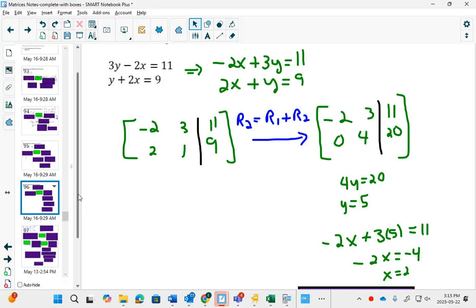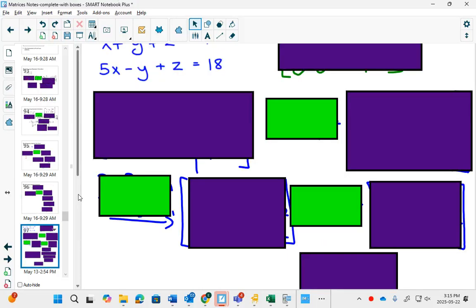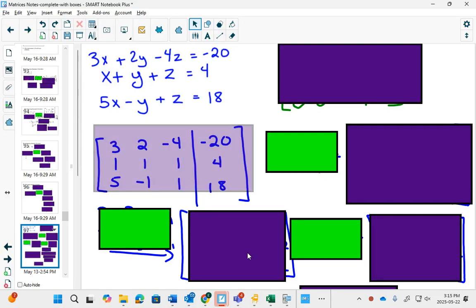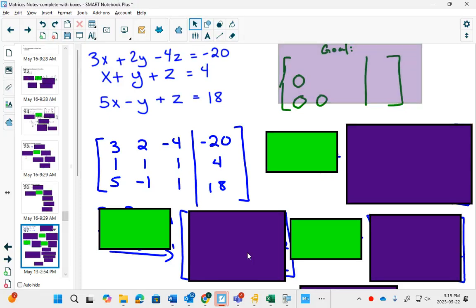So now we're going to go to a 3 by 3. And this makes things a little bit more complex. I'm going to set up my augmented matrix. And I'm going to think this is my goal. I want all that bottom corner to be zeros.